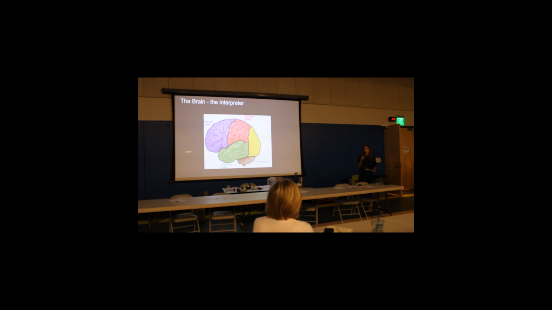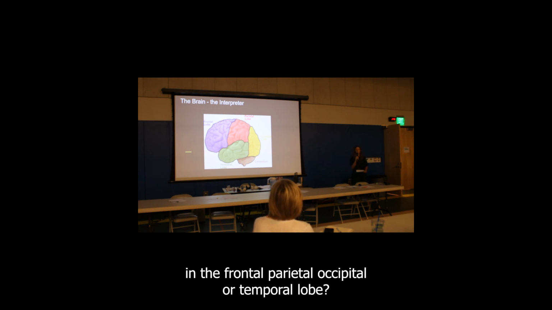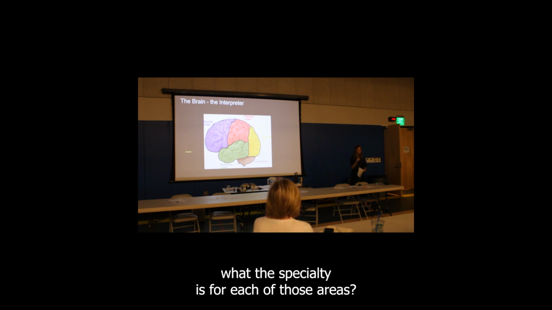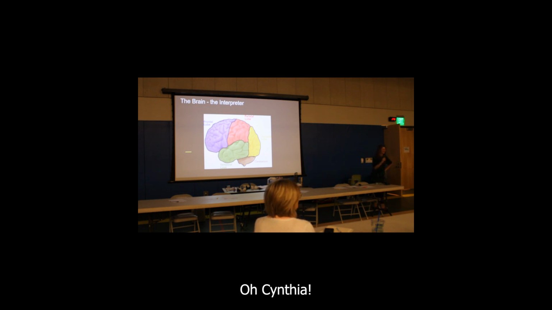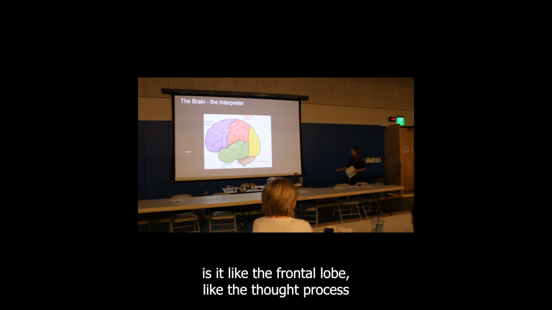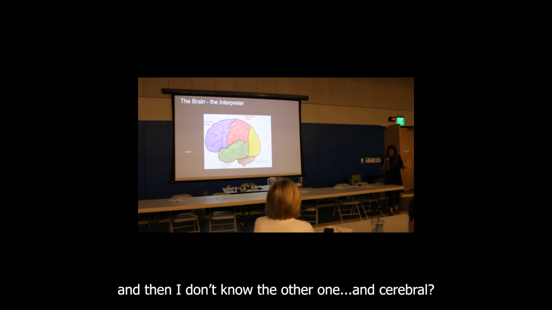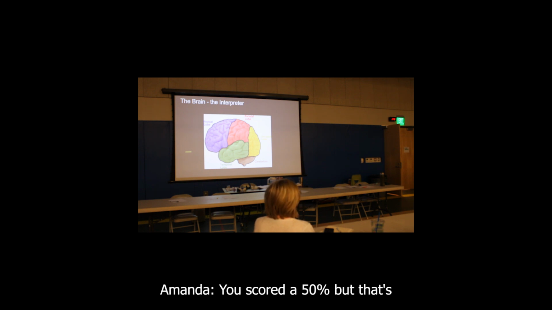relate to vision. Is anyone familiar with any of the frontal, parietal, occipital, or temporal lobe and want to give kind of their brief understanding of what the specialty is for each of those areas? Do we have any armchair neuroscientists here? Oh, Cynthia. Isn't the frontal lobe like the thought process, and the occipital is behavior, and then I don't know the other one. I think the frontal is like thinking, and occipital is behavior, right? You scored a 50%, but that's okay.